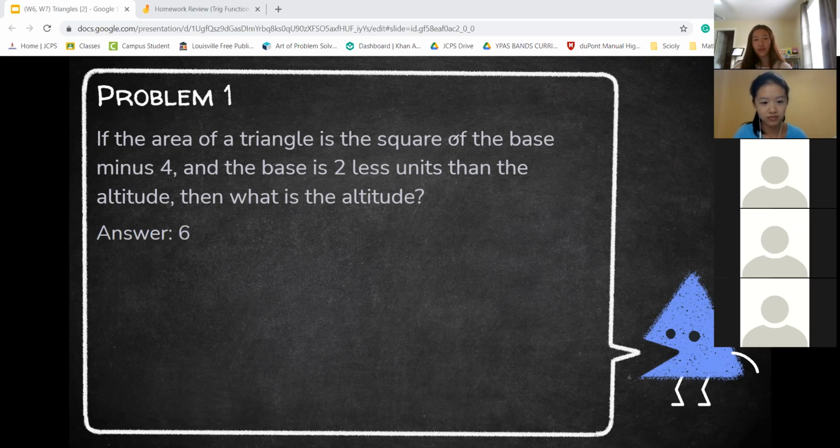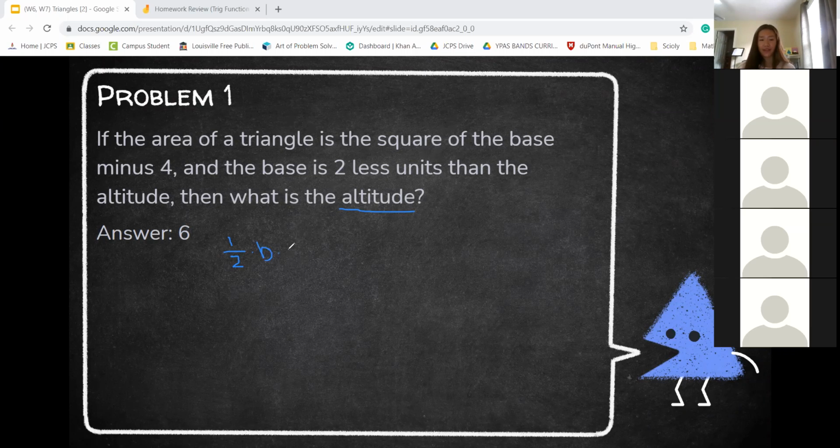Okay, the area of a triangle. Well, first I want you to know that the altitude is the same as the height, right? So you probably learned the equation as 1/2 times base times height. And it's the same thing as altitude. I'm just going to use height for now. And that is equal to the square of the base, so b squared minus 4. And it tells me that the base is 2 less units than the altitude. So the base is h minus 2.